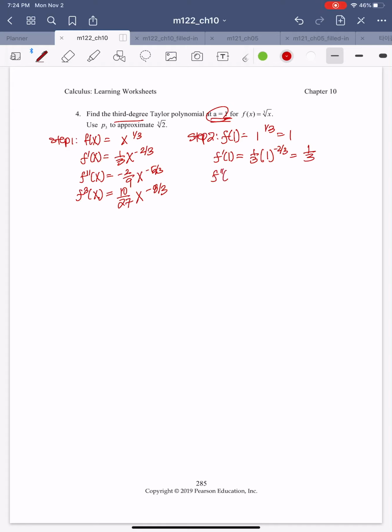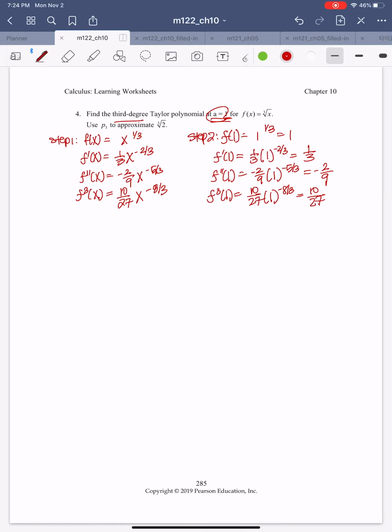F double prime of 1 is negative 2 over 9, since 1 raised to the negative 5 over 3 power is 1 and the cube root of 1 is 1. F triple prime at 1 is 10 over 27, because 1 raised to the negative 8/3 is 1.